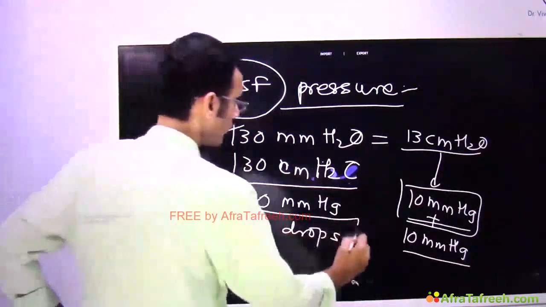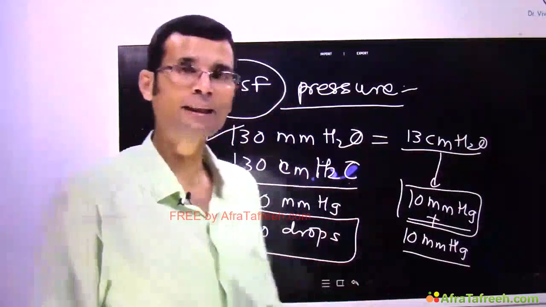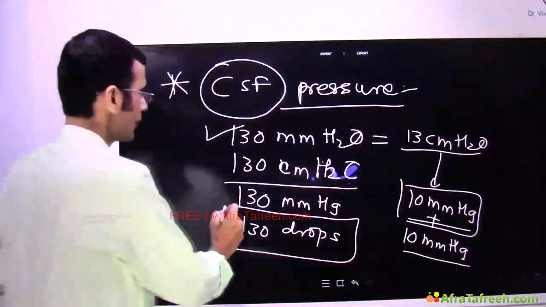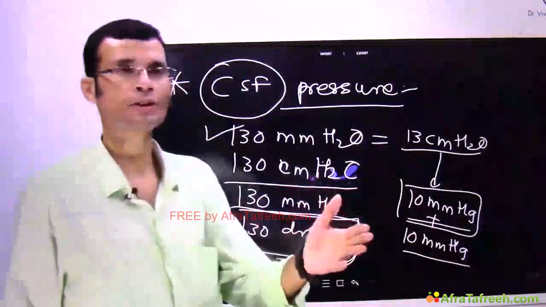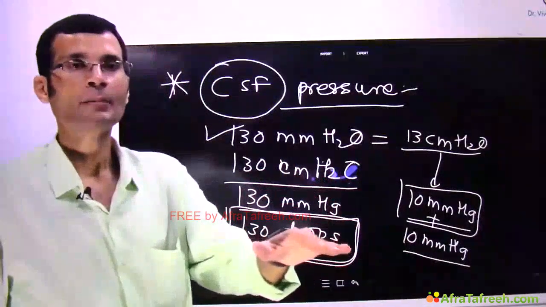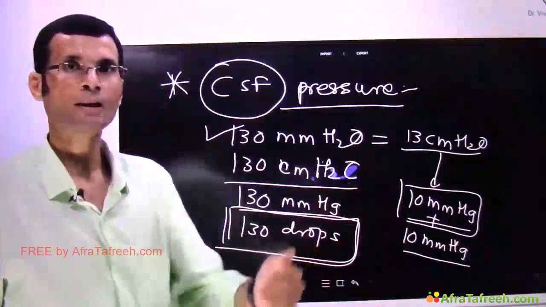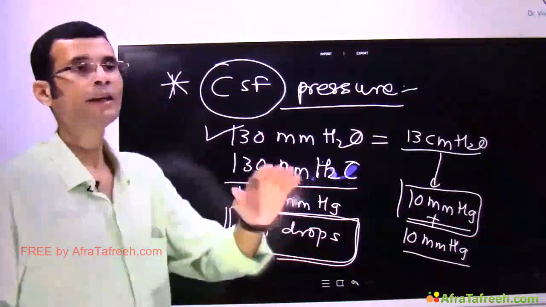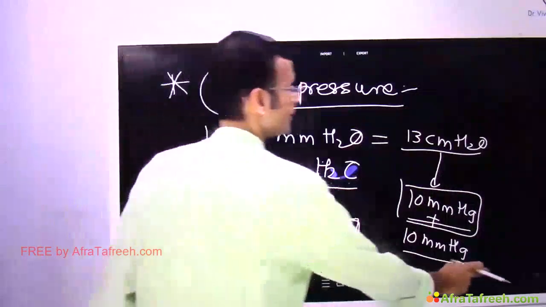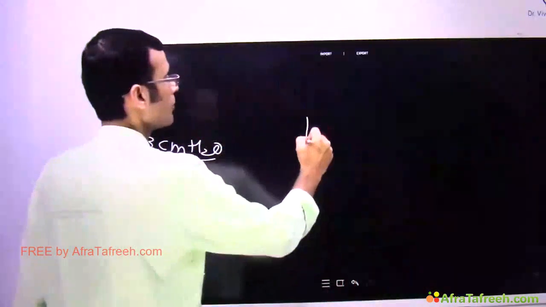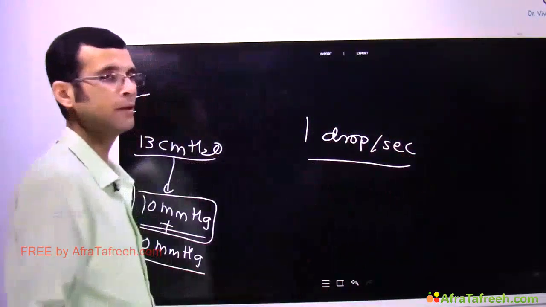What is your opinion about this last unit, 130 drops? This is the drops of CSF on lumbar puncture. If you see the procedure, when the LP needle is inserted, the drops start coming out, the CSF drops coming out. So how many drops per minute? That gives a crude indicator of CSF pressure. It should not be more than 1 drop per second or 60 drops per minute.